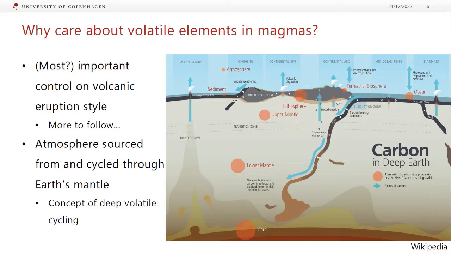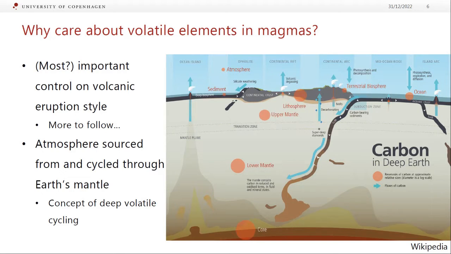Okay. So why should we care about these? They're a huge control on the style of volcanic eruptions. They are very, very important for how volcanoes end up, how we get magmas to even erupt as lavas at the surface, and then how they erupt is very much controlled by volatiles.